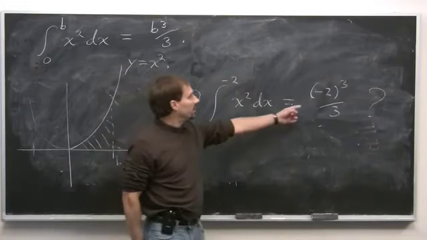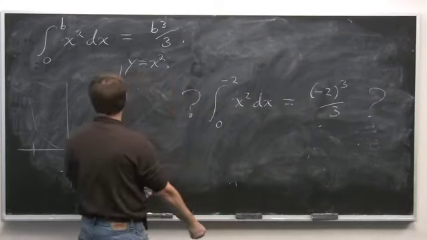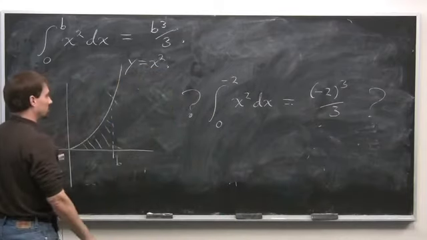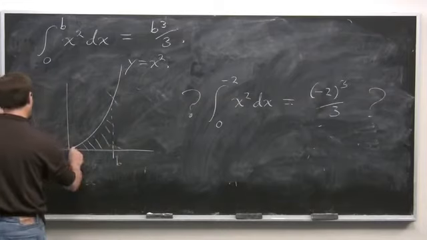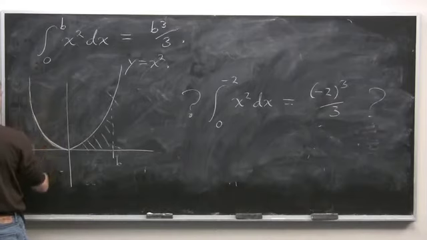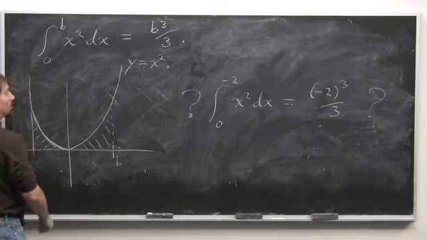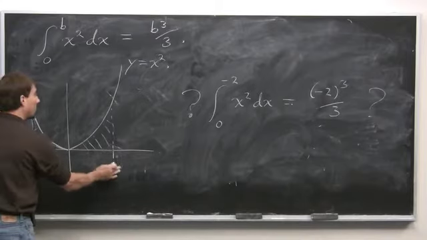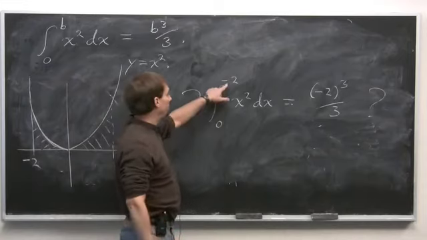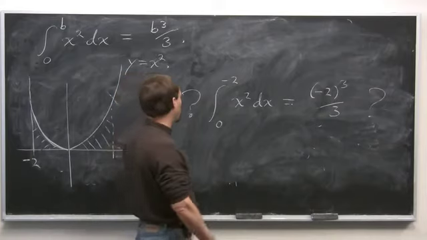Well, this is a negative number. How could you get that for an area? You can't get that for an area. Oh, maybe our function is negative, so it should be area with a negative sign. No. Well, yes and no. The function y equals x squared is positive over here also. So the integral should be giving us an area. But if b is negative, this integral is in the wrong direction. The limits of integration are in the wrong order.